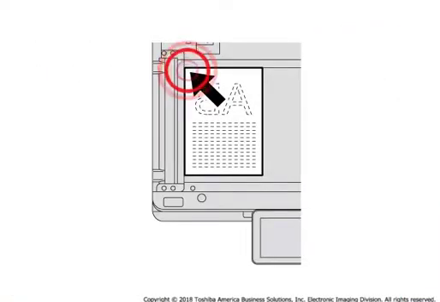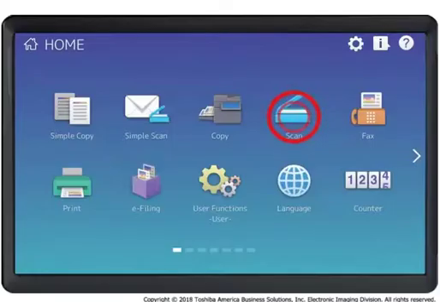Place originals on the copier glass or in the optional document feeder. Press the scan button on the touch panel.